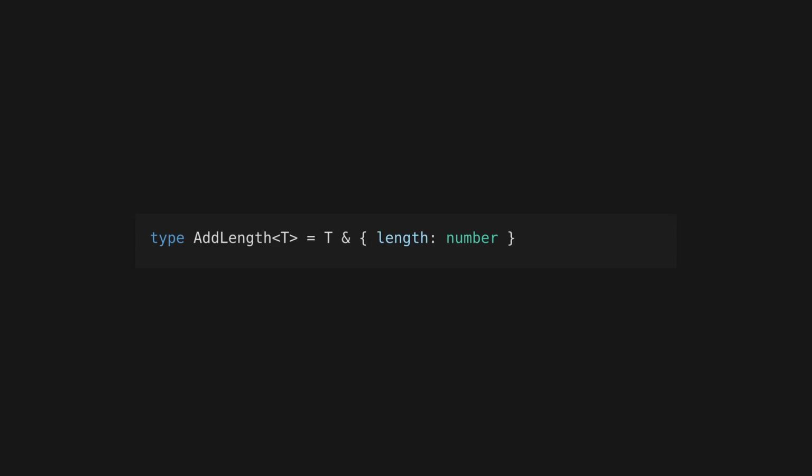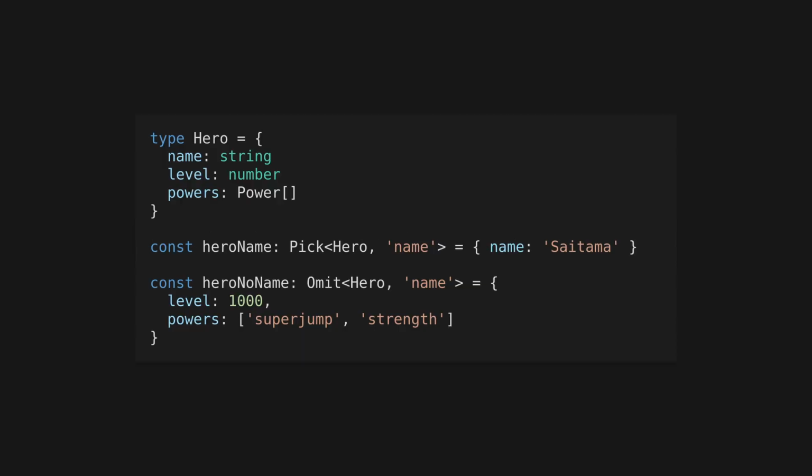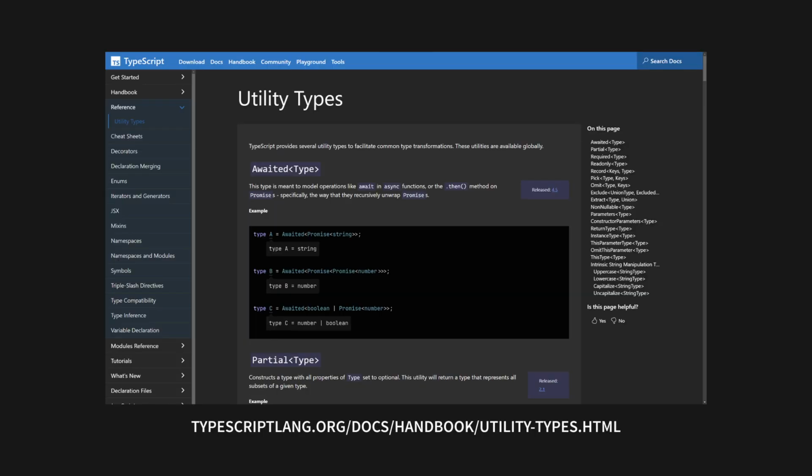Utility types are generic types that apply logic to their type arguments to create a new type. You can think of them as functions for types. TypeScript has a number of built-in utility types like Pick, which creates a new object type from an existing one, including only the keys specified, or Omit, which does the opposite. Take a look at the TypeScript docs for more built-in utility types.